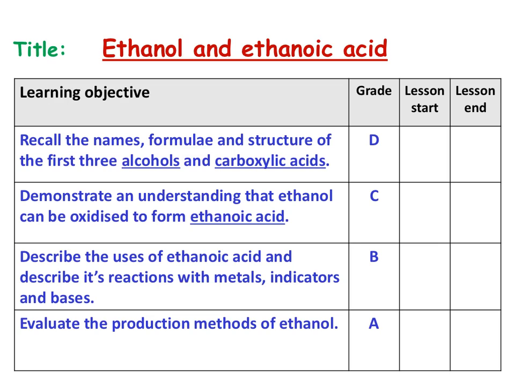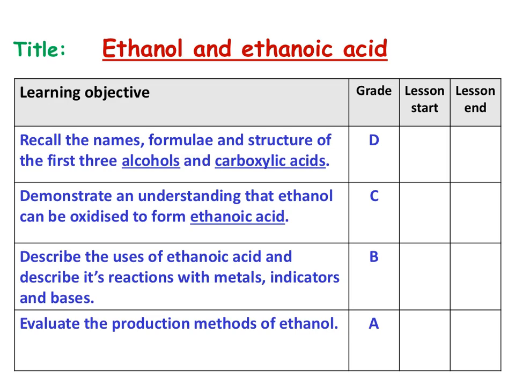We will look at how ethanoic acid can be formed from ethanol via oxidation. We will look at the uses of ethanoic acid as well as its reactions with metals, indicators and bases. And finally, we will evaluate the production methods of ethanol.